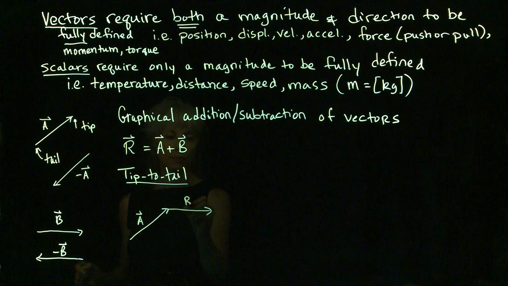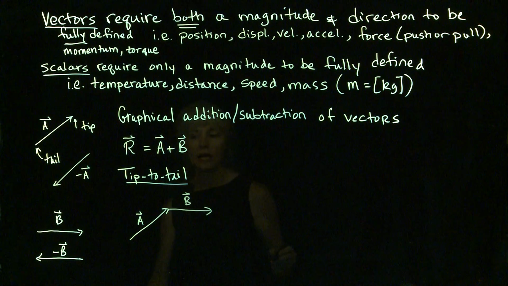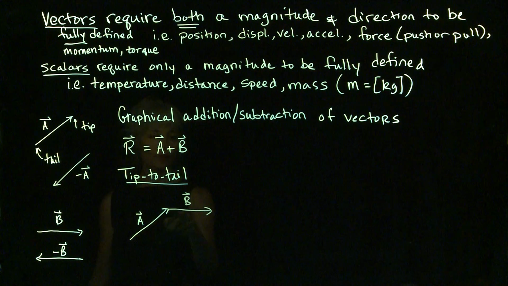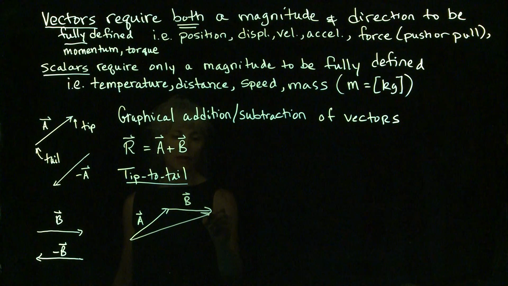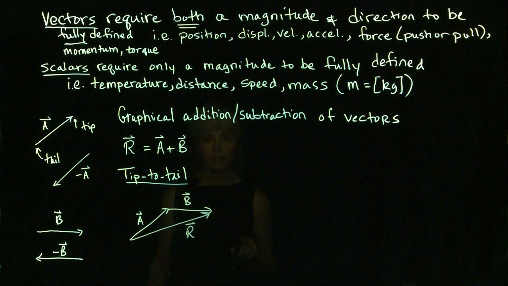So there's vector B. The resultant vector has a tail with the tail of the first vector and a tip at the tip of the second vector. So that is vector R. Notice that's just a graphical representation.